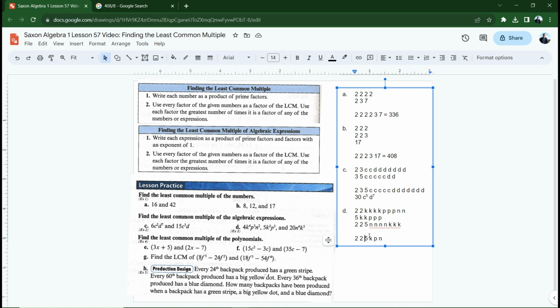What about k? What's the most number of k's that appears in one factorization? 1, 2, 3, 4. So I need to have k times k times k times k. p appears 3 times here and 3 times here, so 3 is the most. And then n is going to be 4. When I bring this all back together, I'm going to multiply it together. It's going to be 4 times 5 is 20, k to the 4th, p to the 3rd, n to the 4th. And that's how we do that. All right, excellent. And that's how we find the least common multiple.